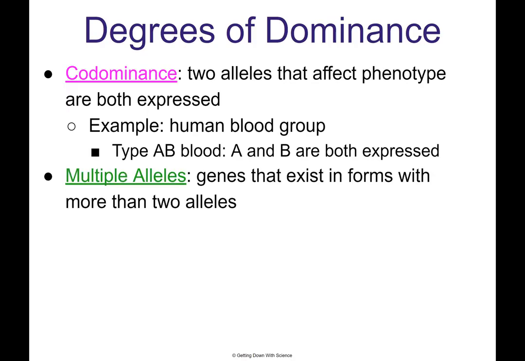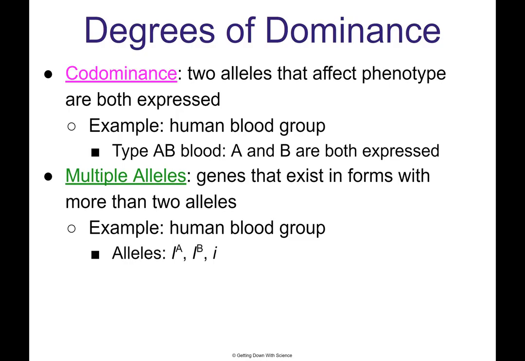Then there is the concept of multiple alleles. So the genes have forms that have more than two alleles. Once again, human blood group falls into this because we know that A and B are codominant to each other. But if you think about it, when we talk about blood types, we have A, B, AB, and O. So we have I^A, I^B, or a lowercase i, which represents O. Sometimes you'll see it just with the letters, but this is actually the formal official format.